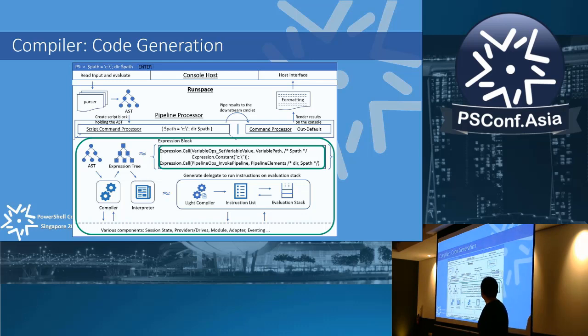The first thing you're going to do is call a method, an expression call on a method, to set the constant string value to this variable, $path here. And then it will start another pipeline processor to run the third path.